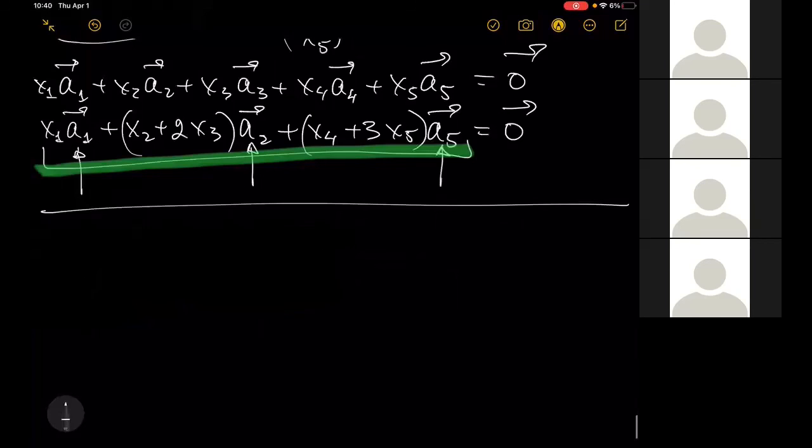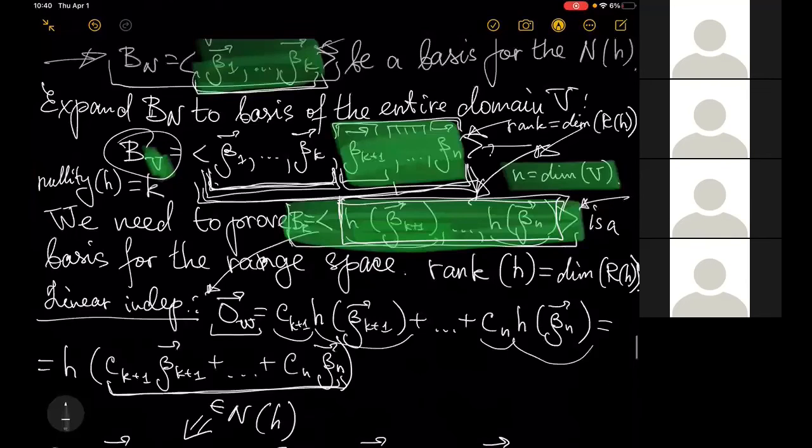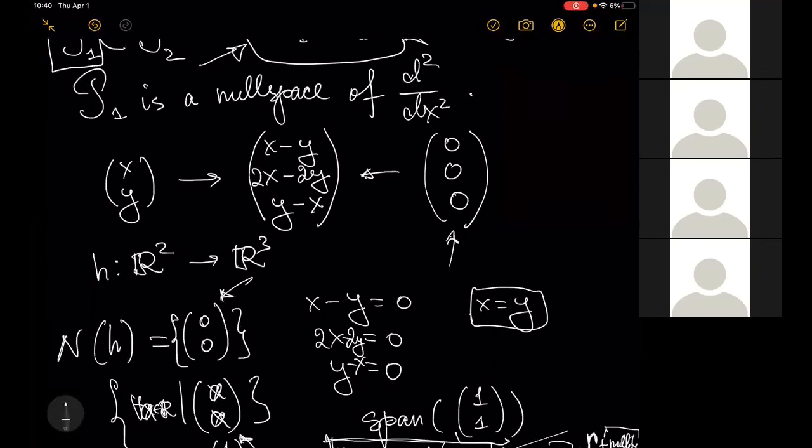Now, I have a question. Go ahead. Is that similar to saying that the basis of the original vector space equals the basis of the range plus the basis of the null space? You see, it's not exactly, because the basis of the range can have a different dimension, right?